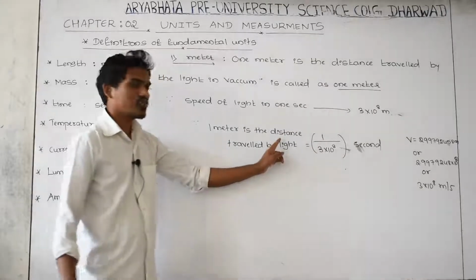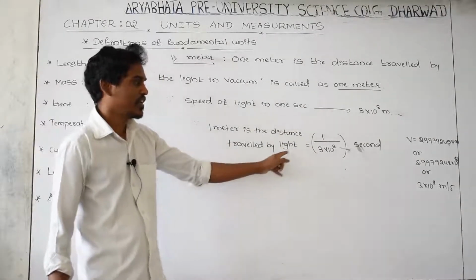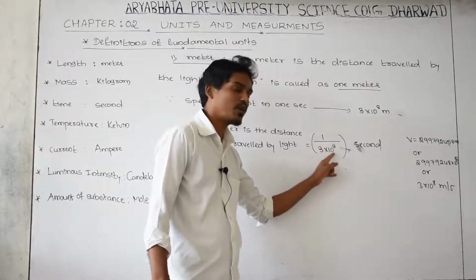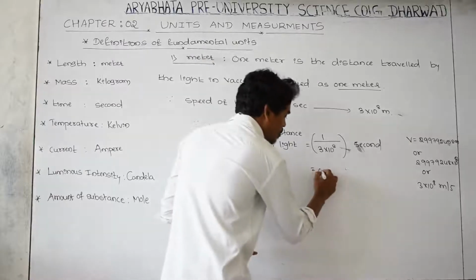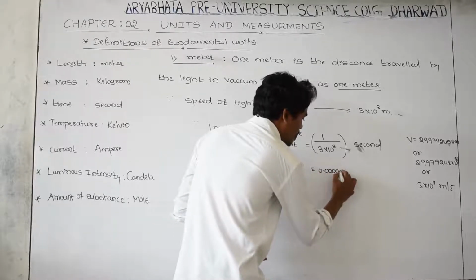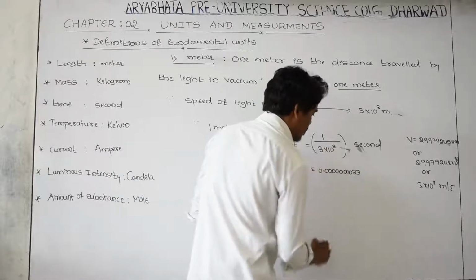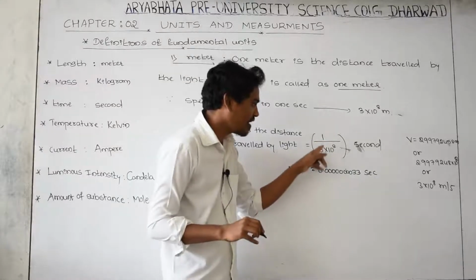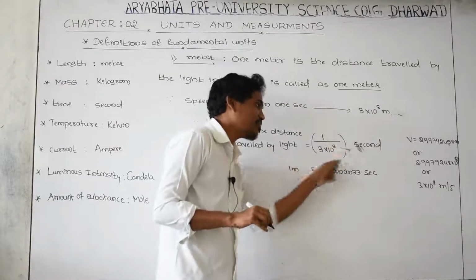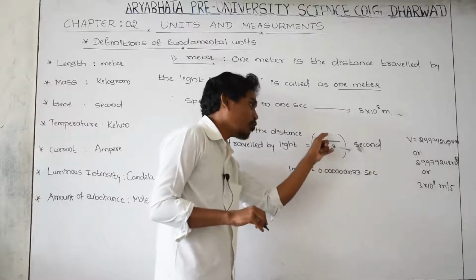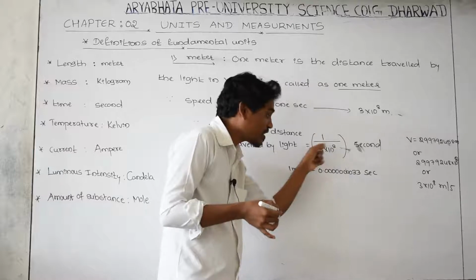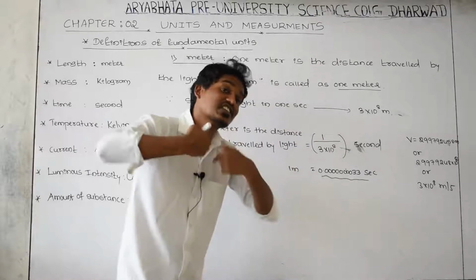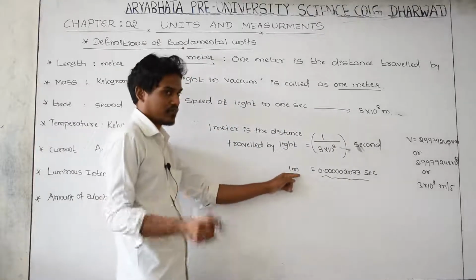And in order to define just 1 meter, what is 1 meter? If you divide 1 by 3 into 10 to the power 8, how much do you get? 0.333 into 10 to the power of minus 8 seconds. This is the time, because the unit is second. In this much time, how much distance does light travel? That is exactly 1 meter.